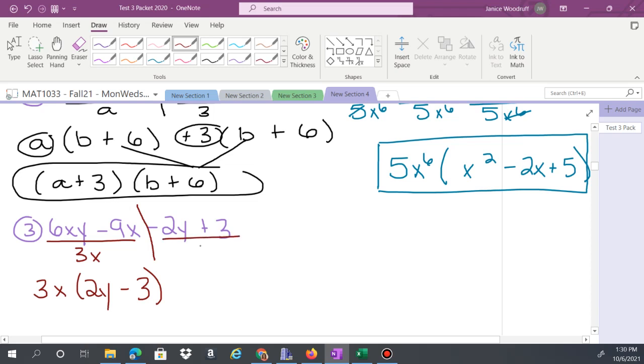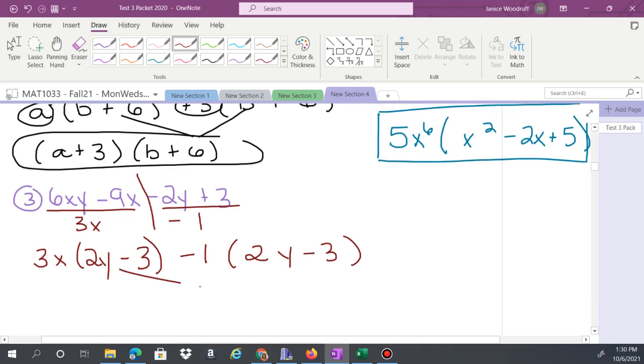Right, so I can't do anything, so remember when you can't take anything out, take a 1 out. But when I look at this, they're opposite signs, so I need to take a negative 1 out so I can make them the same. Negative 1. So negative 2 divided by negative 1 will give me positive 2y. And this will be 3 divided by negative 1, negative 3. That way these two factors are the same so that I can write that one time.